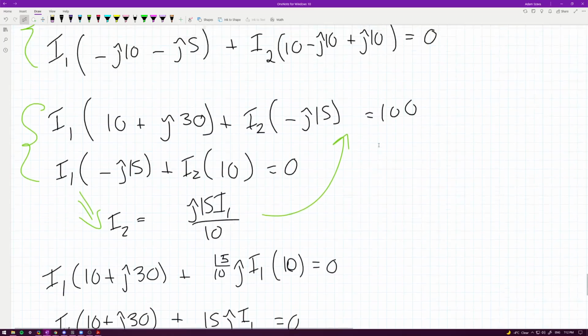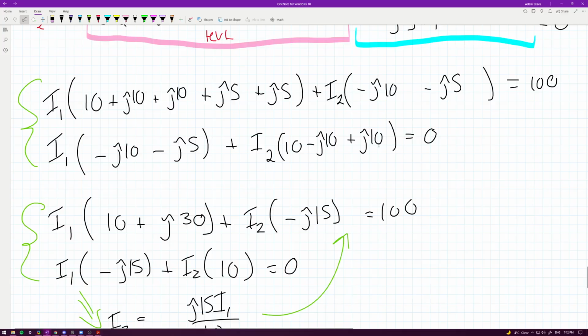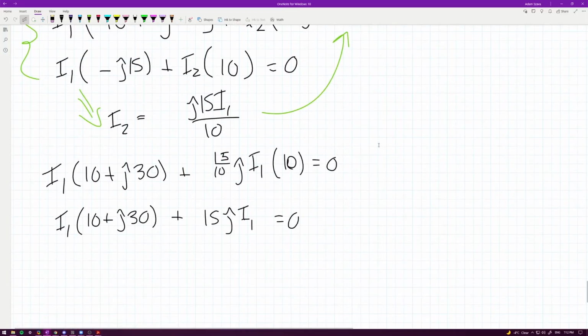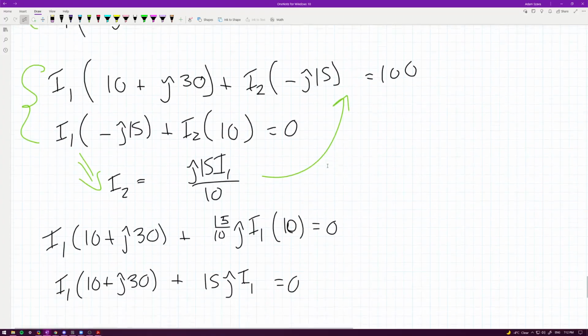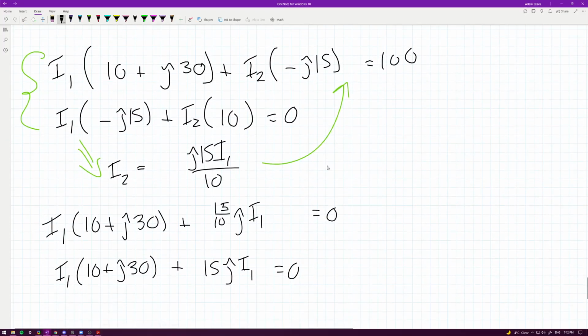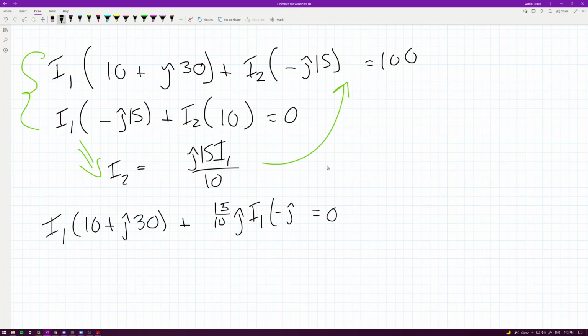Isn't it x minus J15? Where should it be x minus J15? Well, probably not x, but it shouldn't be times 10 times negative J15. I mean, where did the 10 go? Isn't it 15 over 10? Oh, yeah, you're right. I was looking at the wrong one there. Yeah, for sure. Okay, I see the issue. Thank you guys. So I'm substituting into this equation. That's going to be J15 over 10 I1 times negative J15. Yes, equals 0. Thank you for that.